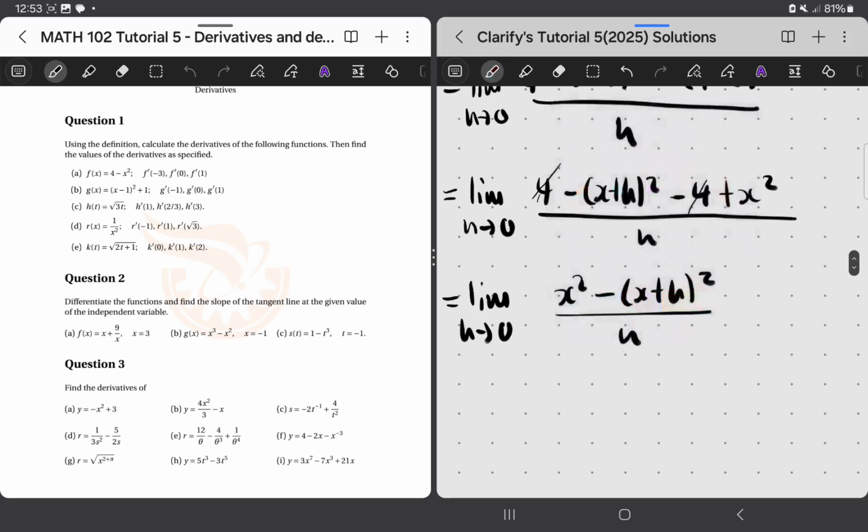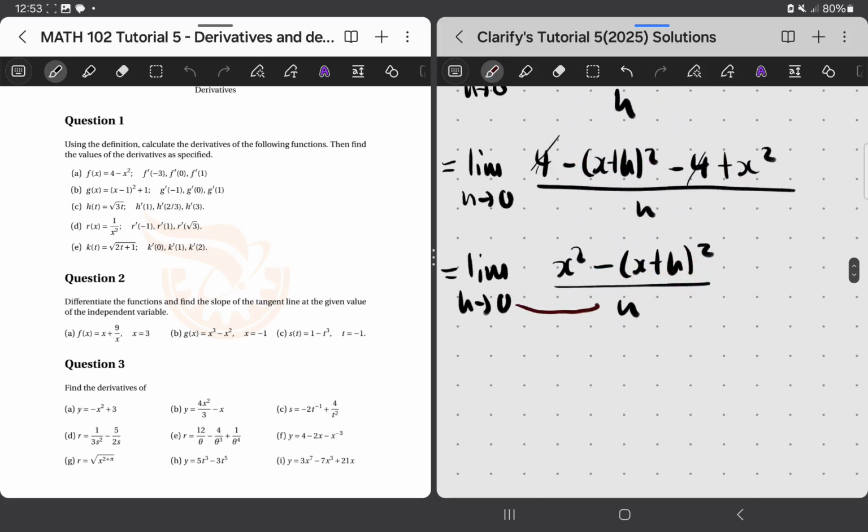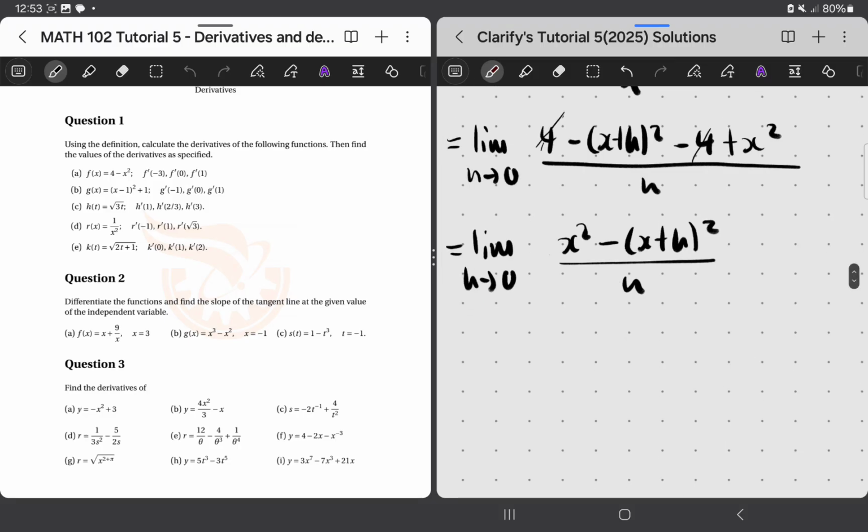Now we can see that we have to simplify something because we want to get the limit. We cannot substitute a 0 in the denominator. We can't, okay? We have a limit to get here. So how are we going to get it? We have to change something. And what is it that we can change? We can see that we can expand this.